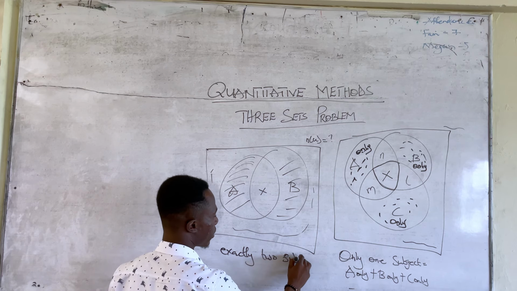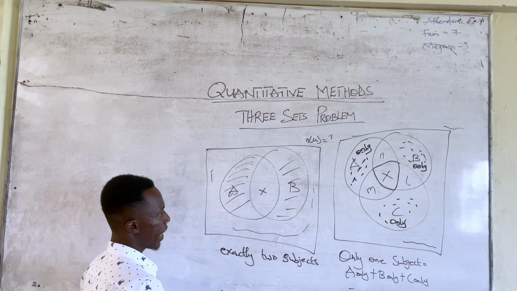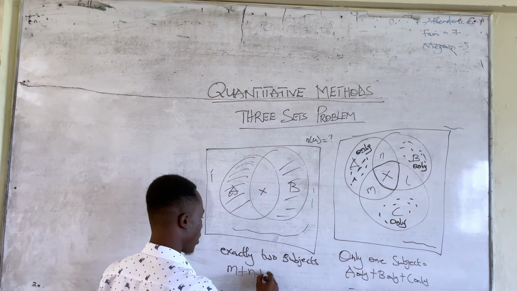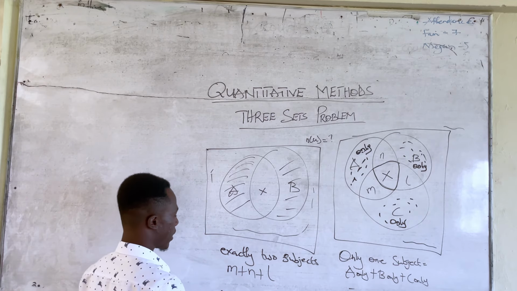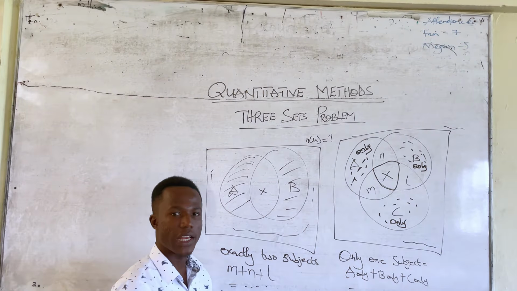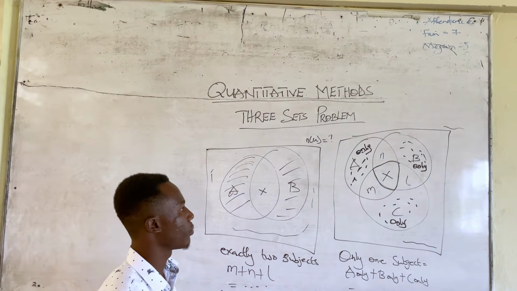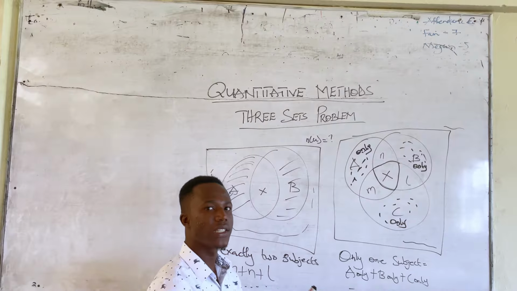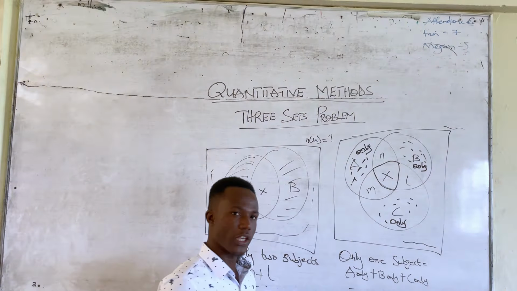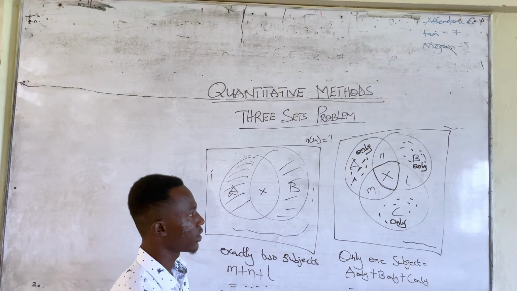Exactly two subjects. You are going to add M plus N plus L. You are going to add, and whatever you get becomes the number of students who studied exactly two subjects. Okay. Yes, as simple as that. Then the number of students who studied exactly three subjects, this is it. And so that one becomes X. Exactly three subjects, the X.